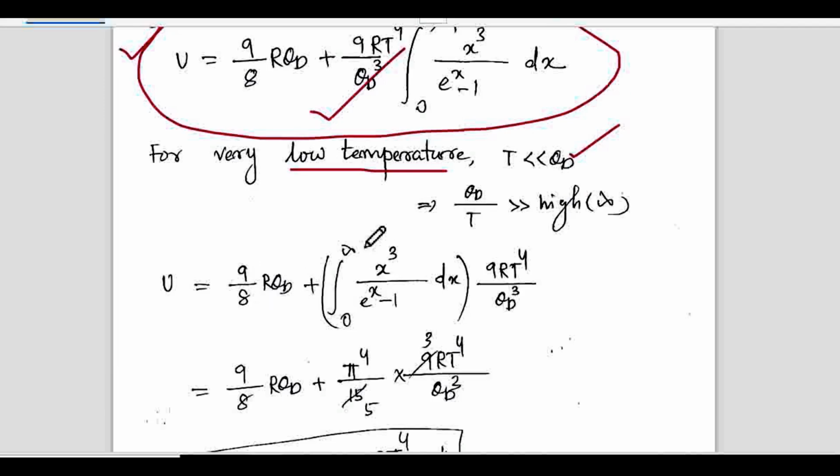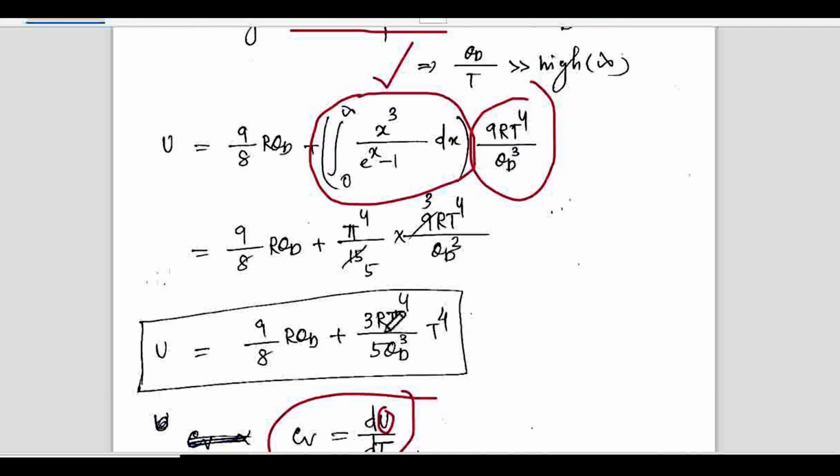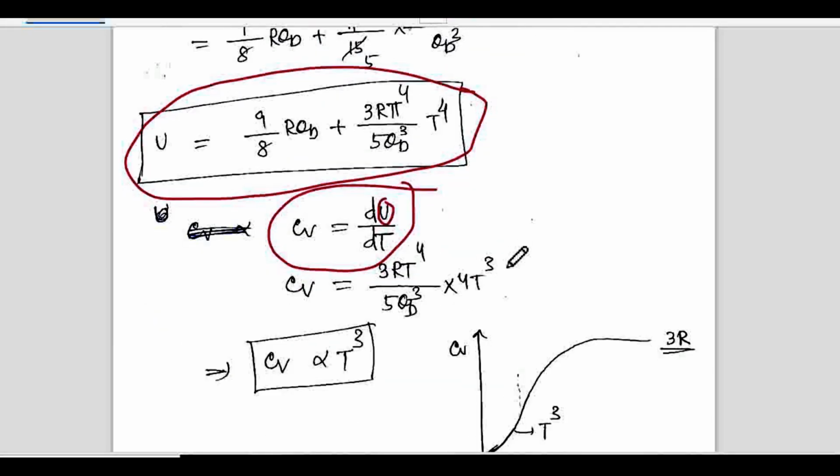9 by 8 R theta d plus, you have to solve this integration now. After solving, for this particular encircled integration, you will get pi to the power 4 by 15, and this is a constant term. If you multiply this, you will get this. Now what you have to do is differentiate this with respect to temperature. Then, after differentiation, you will get this.